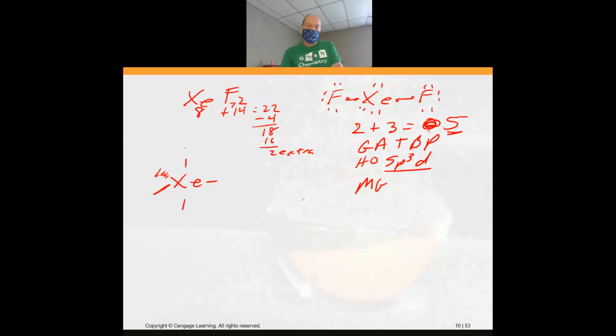All right, and so you also have to know where to put the electron pairs. The electron pairs have to go in the equatorial position. And so the F here and the F here. So this is drawing the molecule in three dimensions. And so your molecular geometry is linear. And your bond angle is 180.